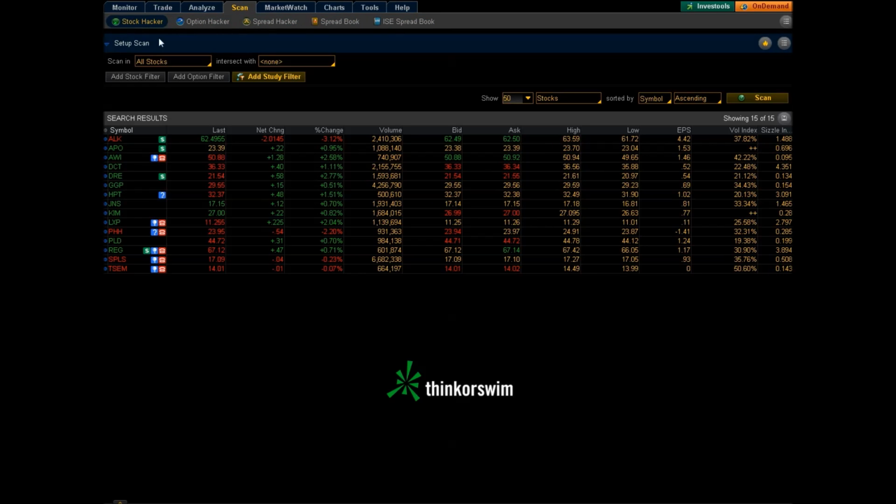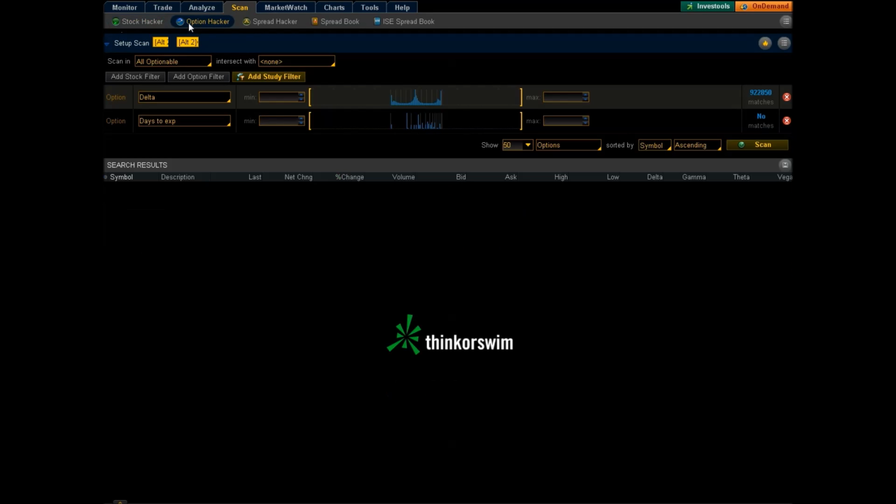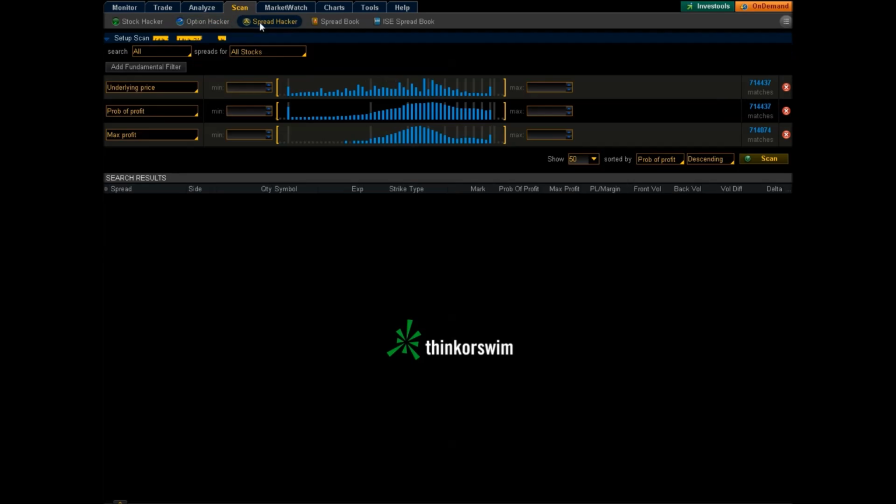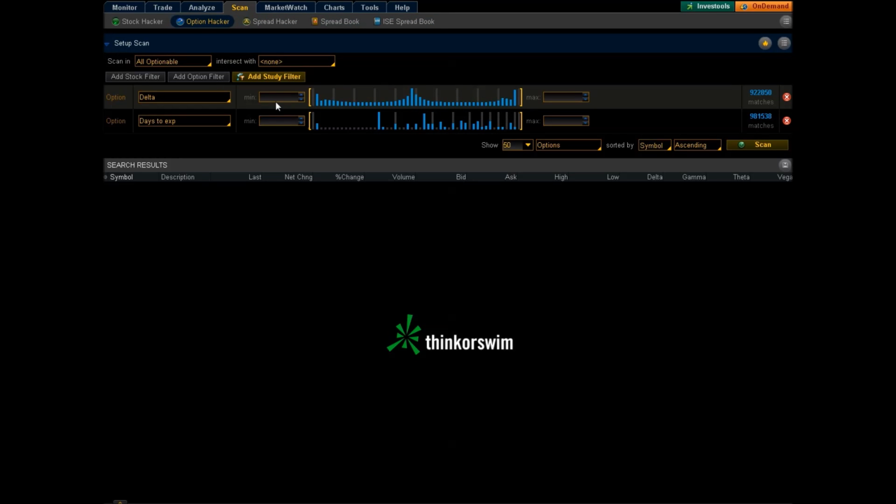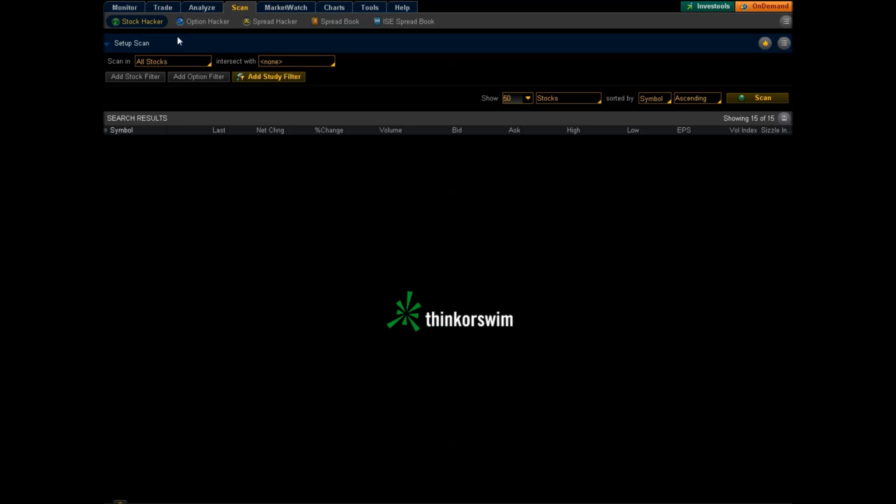I'm looking for a condition in the stock scan, so I'm using the stock hacker. There is an option hacker and a spread hacker for people who trade spreads; I'm not that familiar with the spread stuff. Option hacker deals with option scanning criteria. I'm just dealing with the stock. I'm looking for a stock condition.